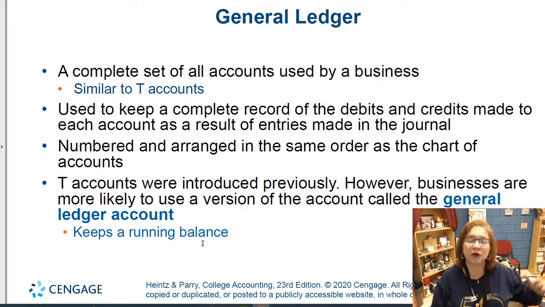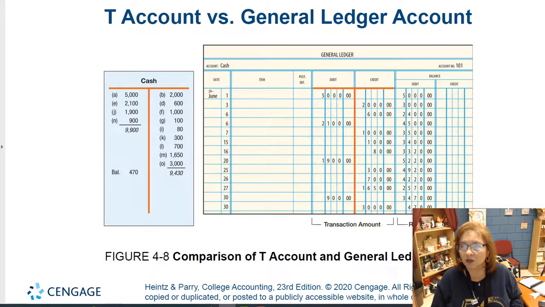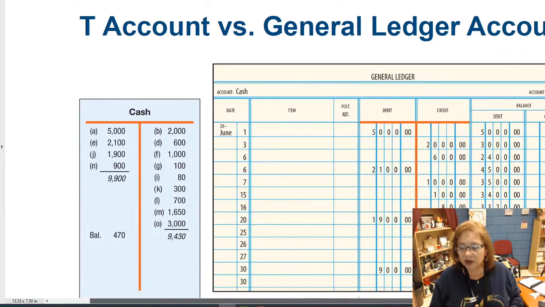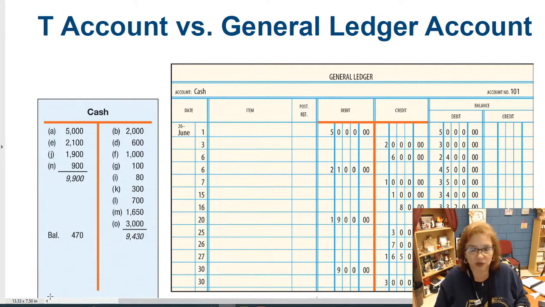The only difference is that we're balancing with the T accounts. We were balancing after everything was done. Here, we're going to be balancing after each transaction. So for example, okay, let me make this just a little bit bigger, hopefully. Here we go. So with the T account, see what I was talking about? We're doing everything and then we get the balance at the end by subtracting the 999,000 from 9,430, and you end up with a balance of 470.